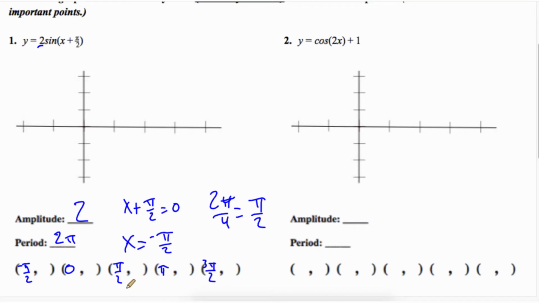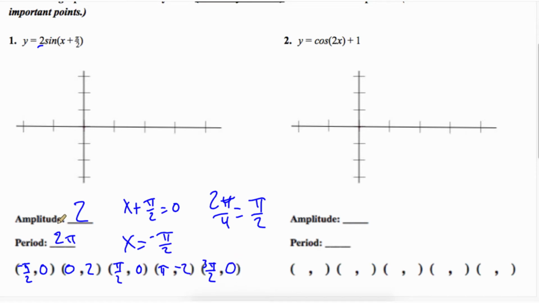Now we need to take all of those x values and actually plug them into our function to figure out where our points are going to be. So if we plug in negative pi over 2, we should end up getting 0 as our answer. If we plug in 0, we should get 2, and then from there we can kind of use our pattern. At pi over 2 we'll be back down to 0, and then we'll hit negative 2, and then at 3 pi over 2 we'll be back to 0.